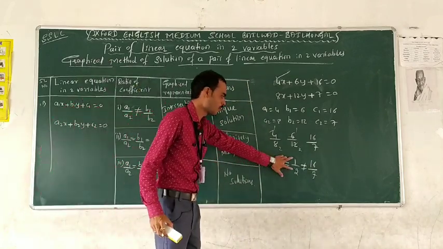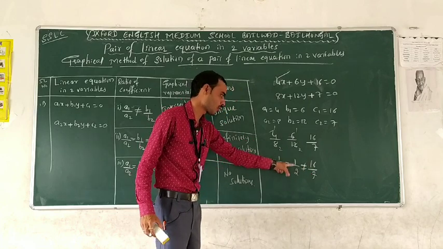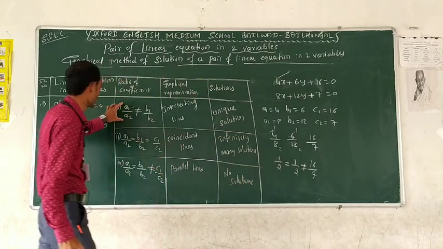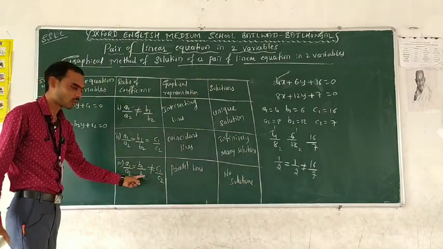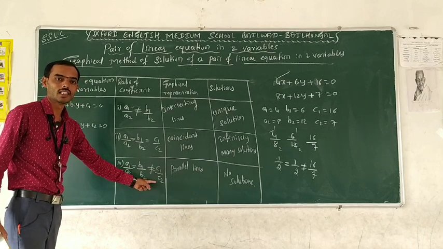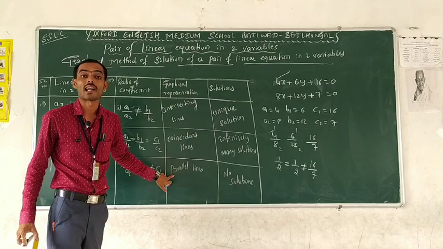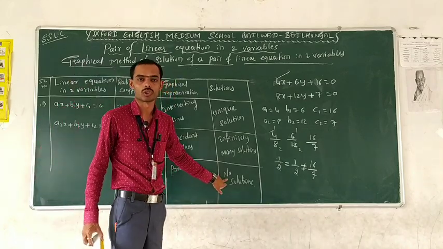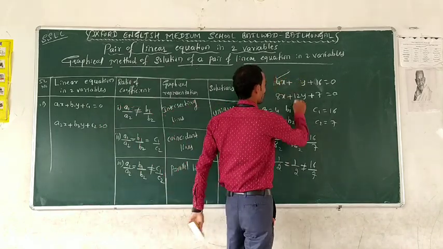So this is a1 by a2, b1 by b2, c1 by c2. a1 by a2 is equal to b1 by b2, but not equal to c1 by c2. So which one is the correct here? The last one: a1 by a2 is equal to b1 by b2 is not equal to c1 by c2. Therefore the graphical representation is always parallel lines. So how many solutions are there? No solutions.